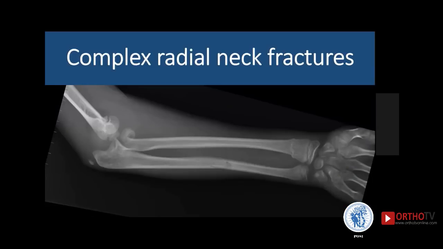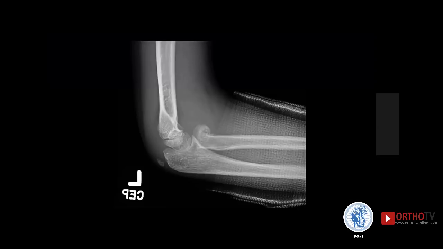So moving on to complex radial neck fractures, another bane of my existence. So here's an 8-year-old girl with an ulnar humeral dislocation, radial neck fracture, ulnar shaft fracture, and a distal radius buckle fracture. She was treated by a surgeon in a long arm cast after closed reduction.